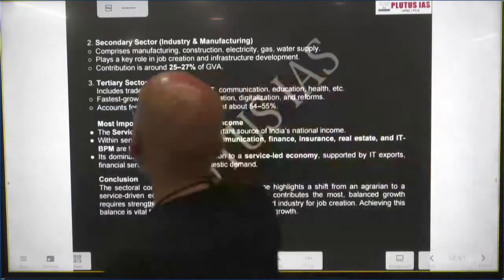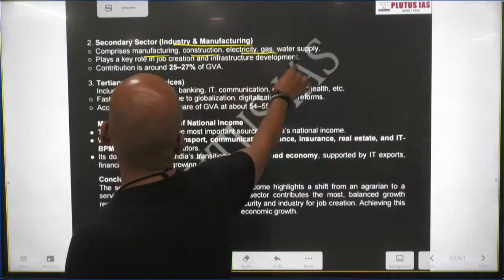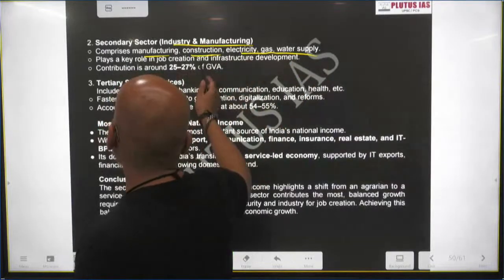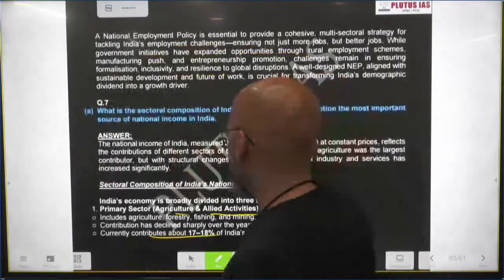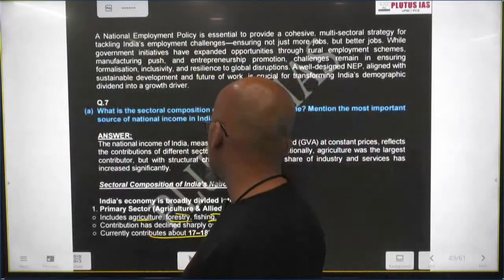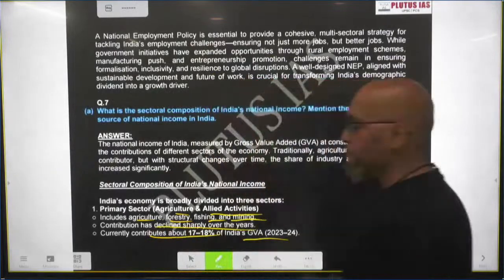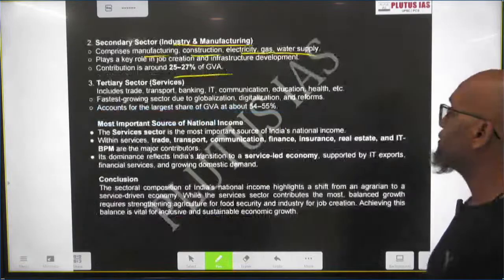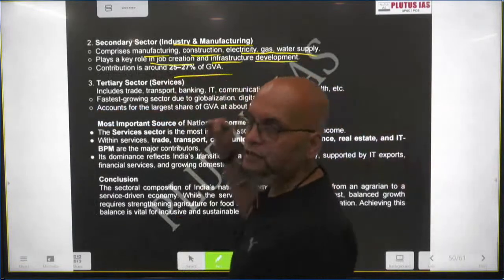Secondary sector, industry and manufacturing, comprises manufacturing, construction, electricity, gas, water supply, all these things, 25 to 27% of GDP. And here, agriculture, forestry, fishing, mining were included. And it has declined over years, where it plays a key role in job creation and infrastructure development.